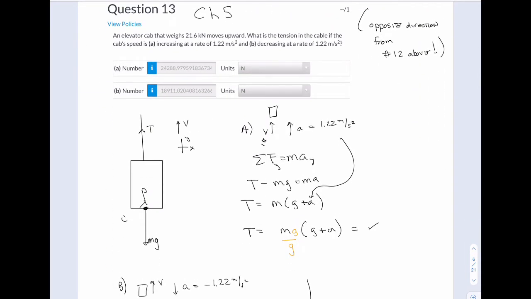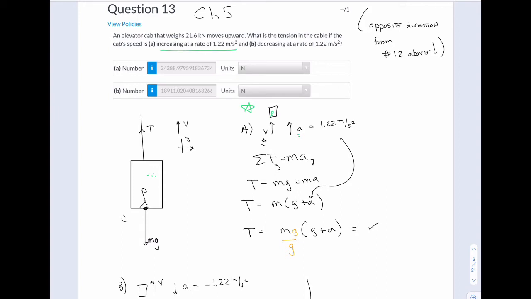Okay, so this problem is the opposite of the one above it. Here's an elevator. This could be the box of roofing tiles. Instead of lowering it, going faster, now you're raising it, going faster. So in this picture, for part A, the elevator is moving upward, and they tell me it's accelerating upward. Speed is increasing. I want to find the tension.